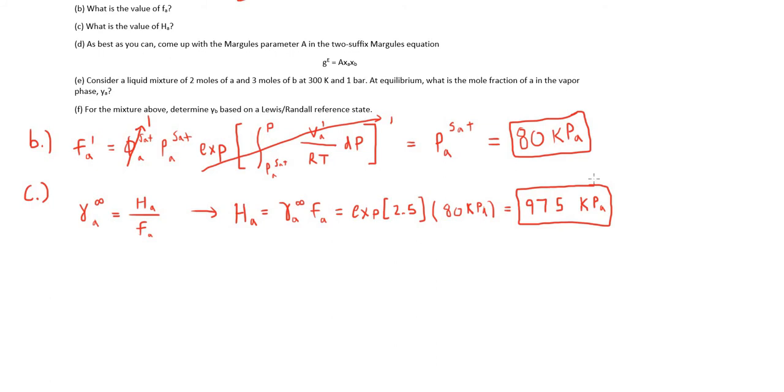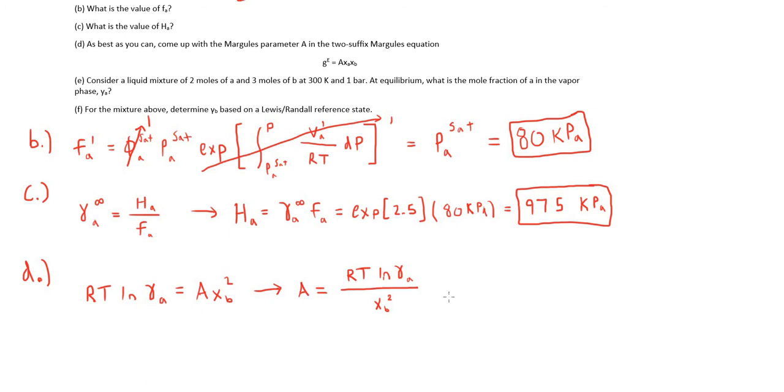Part D says as best as you can, come up with the Margules parameter A in the two-suffix Margules equation. So to do this, we're not actually going to use this equation because we don't know what GE is, but instead we're going to use an equation from table 7.2 in the book. From the first row and second column of the table, we get this equation, which is what we're going to use to solve for A.